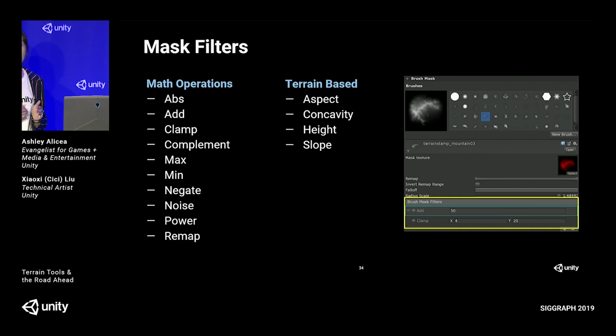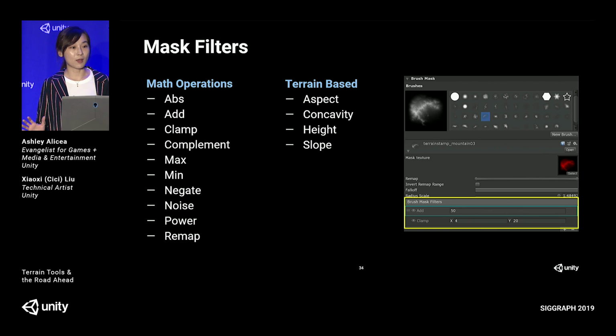So there are two types. The first type is simple mask operations, as probably many of you are already familiar with. For example, absolute, add, clamp, complement, minimum, maximum values, negate, noise, power, or remap.